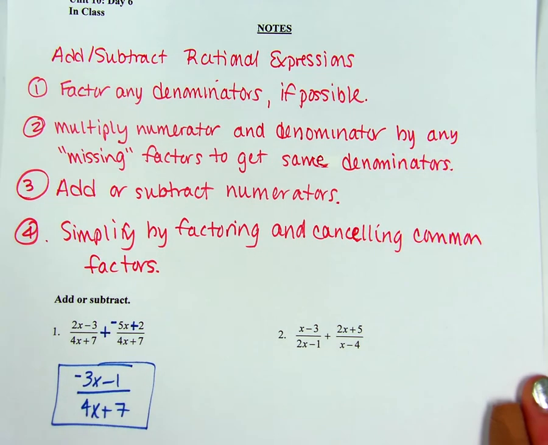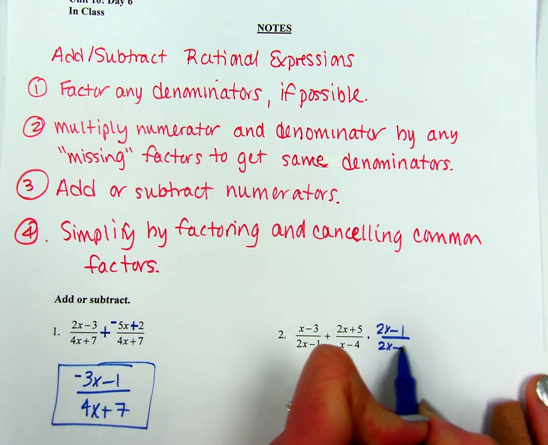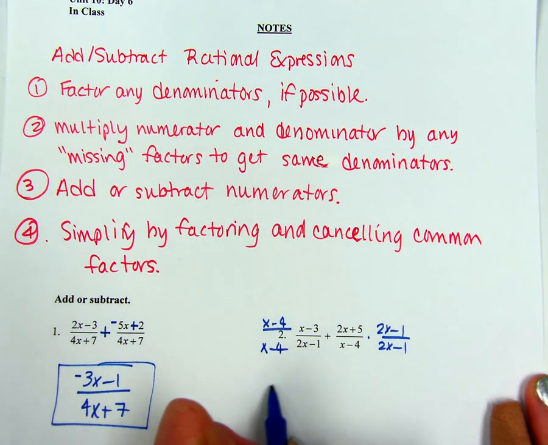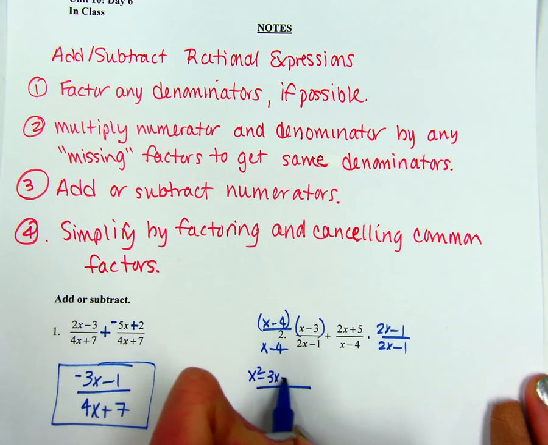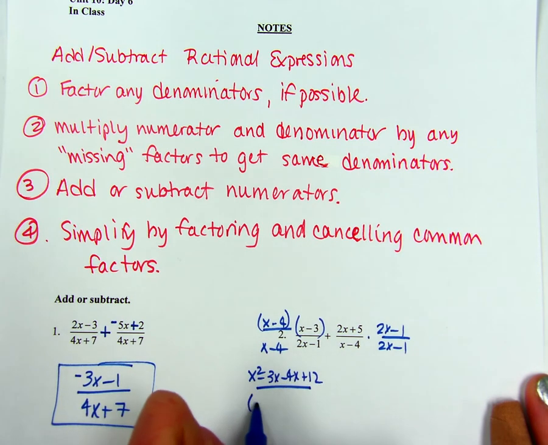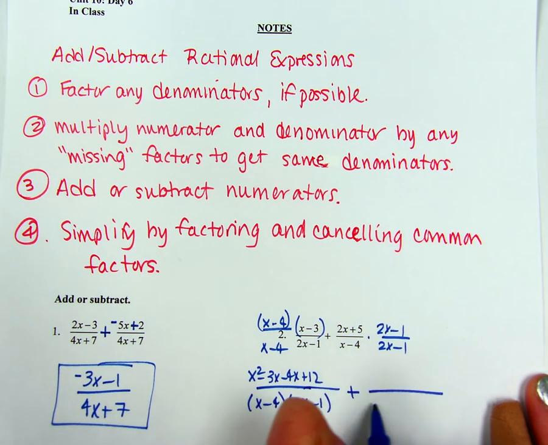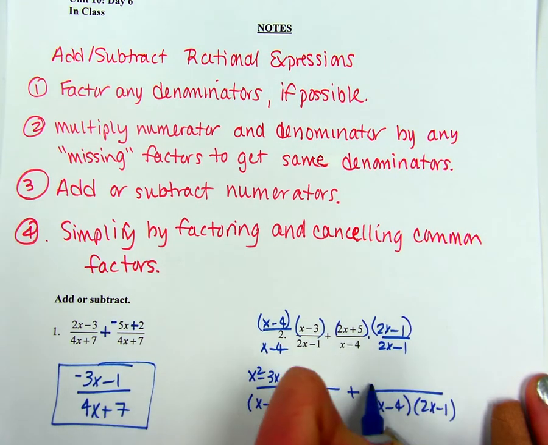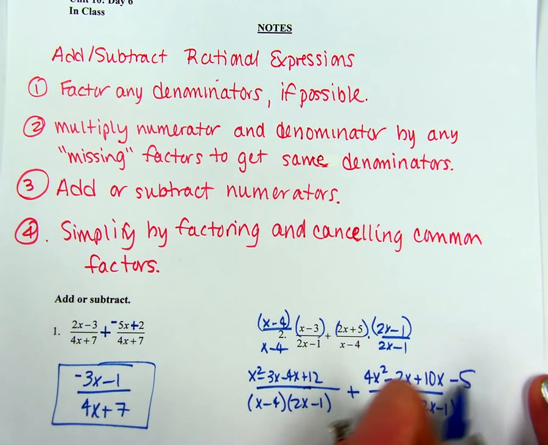Alright, number 2, I need to get common denominators here, so I am going to multiply this side by 2x minus 1, and this I'm going to multiply by x minus 4. So now I'm going to FOIL on the top here, so I have x squared minus 3x minus 4x plus 12, and my common denominator is now x minus 4, 2x minus 1. And I'm going to add that to this part. I'm also going to FOIL, so I'll get 4x squared minus 2x plus 10x minus 5.